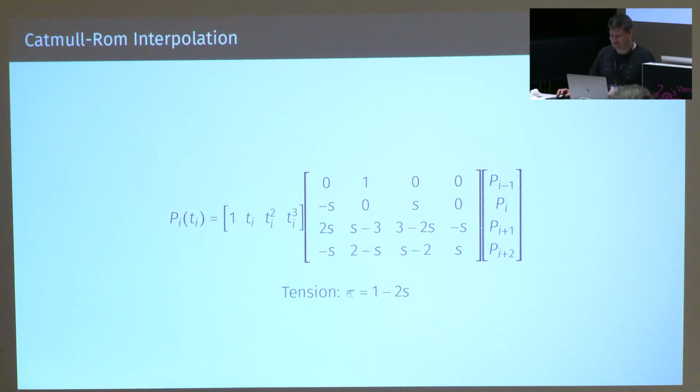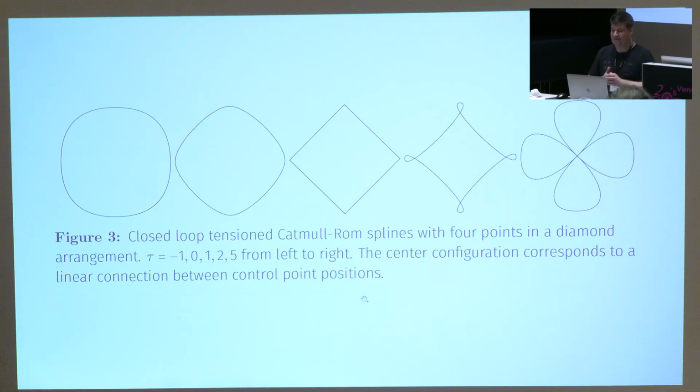It just got downgraded. It's okay. There's a tension parameter here, and we'll see in action what that actually means. So I'm not going to spend too much time on that. Okay, so here's our first closed Catmull-Rom splines rendered for different tension parameters.